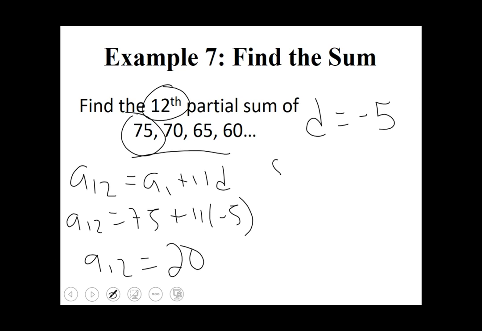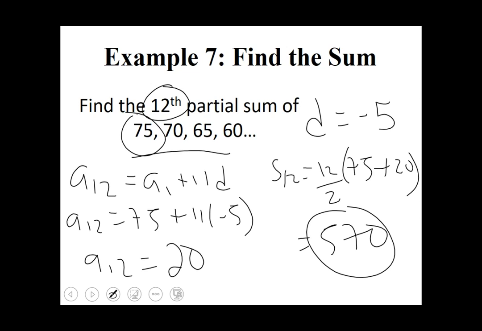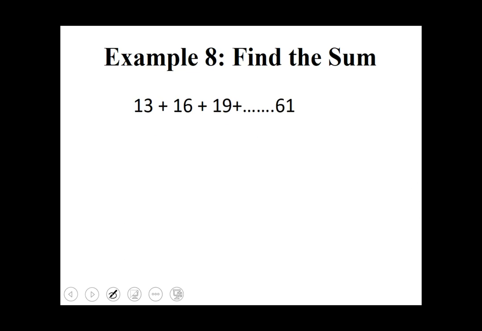That would mean that when you go to find your sum, the 12th partial sum, which means the sum of the first 12 things, would be 12 over 2. 75 is the first term. 20 is the 12th term. And if you do that calculation, you're going to get a sum of 570. Take a look at example 8. In example 8, I am telling you to find the sum.